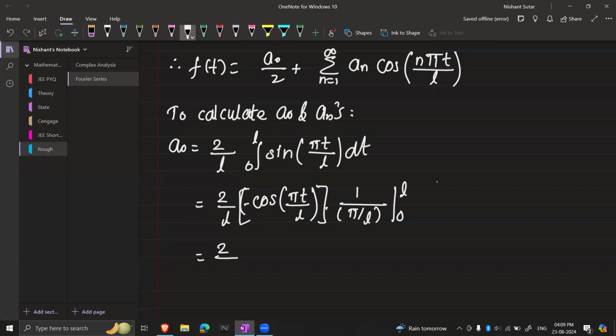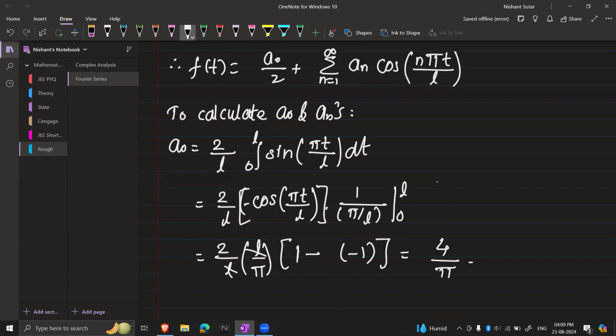So we will have 2 by L into L by pi into, I will put 0 first, so it will be 1 minus, if I put t equal to L, I will have cos pi, which is minus 1. So this value is 2, and L will get cancelled, and I will remain with 4 upon pi. So my value of a naught is 4 upon pi.